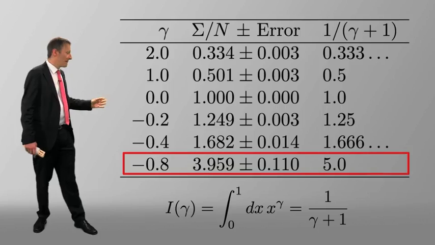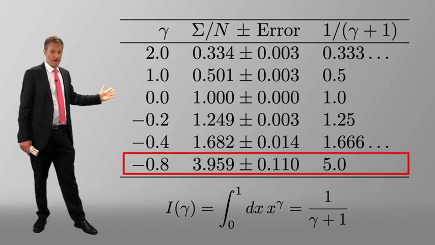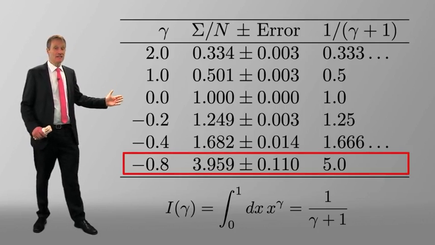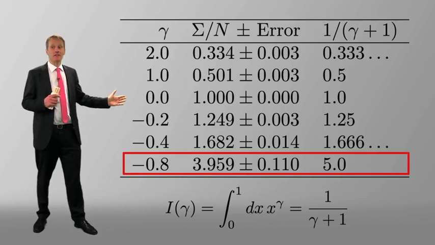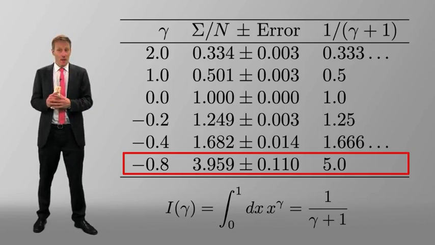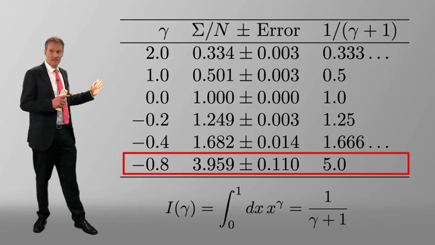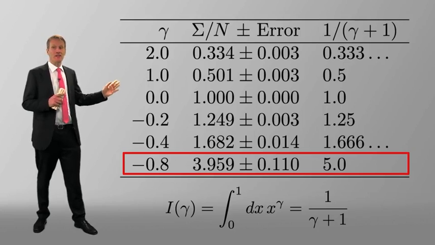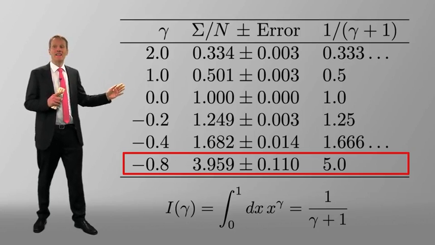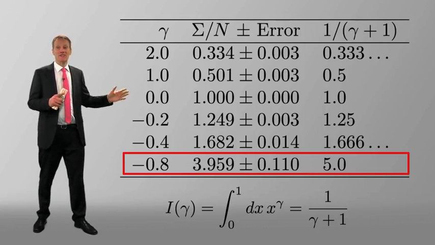But for gamma equals to minus 0.8, where the program runs just fine, we get the result that the gamma integral is equal to 4 approximately plus or minus 0.1. But this does not agree with the analytical result, which would be 1 over gamma plus 1, so it is 1 over 1 minus 0.8, which is 1 over 0.2, which is equal to 5.